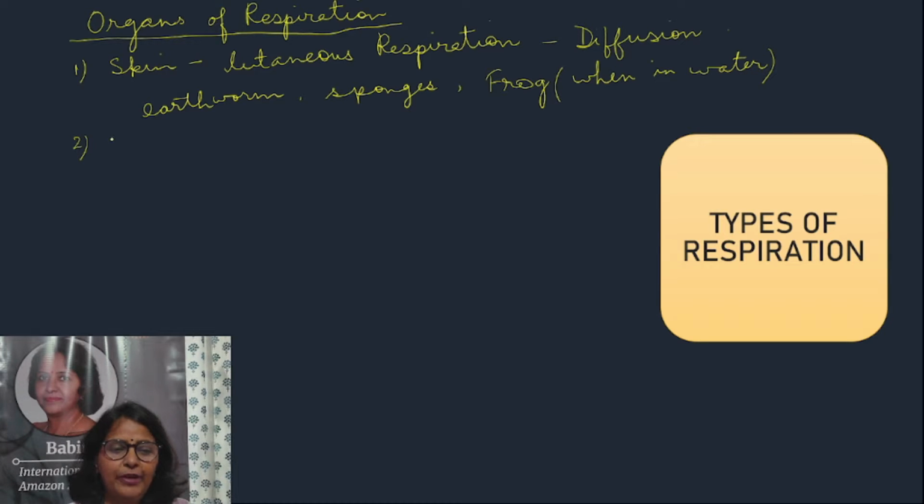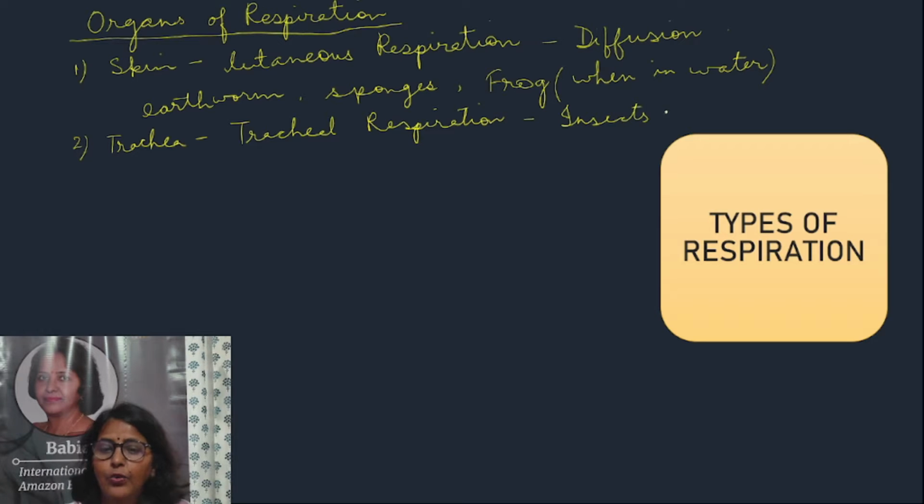Another type of respiration is respiration by trachea, which is known as tracheal respiration, and it takes place in insects. How does air get inside these kinds of animals? They have holes present on their body surface, and they are known as spiracles. Example is cockroach. Air enters through this, and they have a network of interconnected tubes, and that is known as trachea. So tracheal respiration is seen in insects.